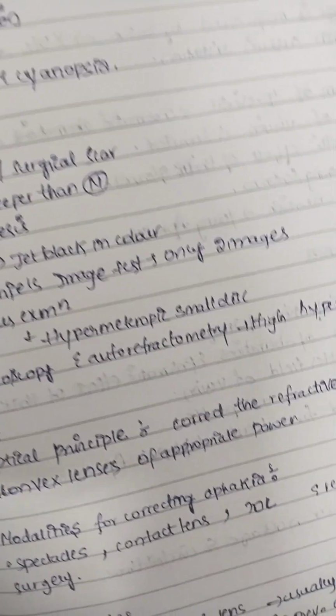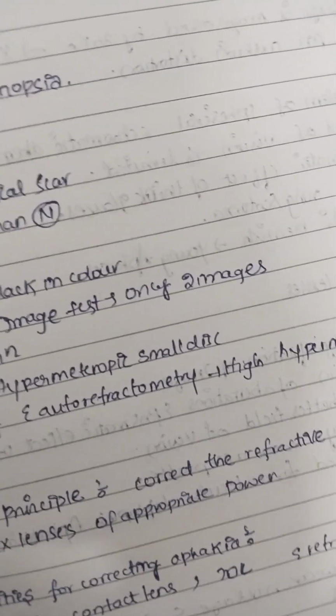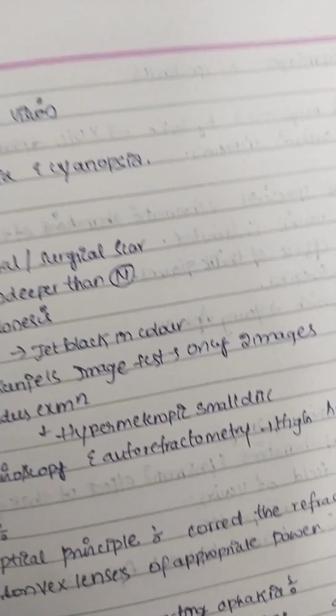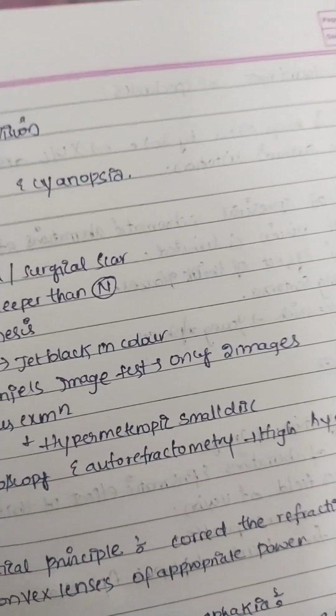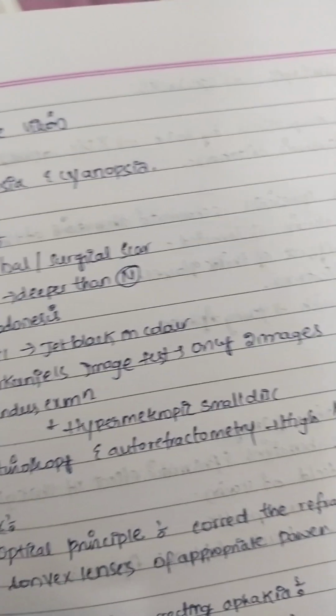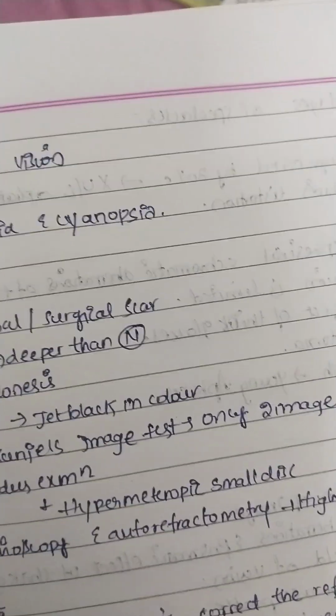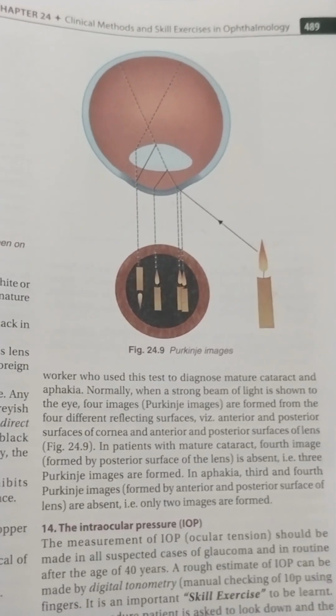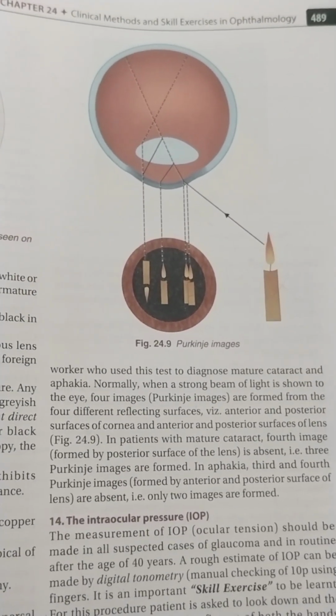Okay, so I will show you the picture which is there in our book. They depicted how a normal eye will see, the 4 images as they appear in a normal eye. So here is your picture. These are the Purkinje images, how our eye will get 4 images.